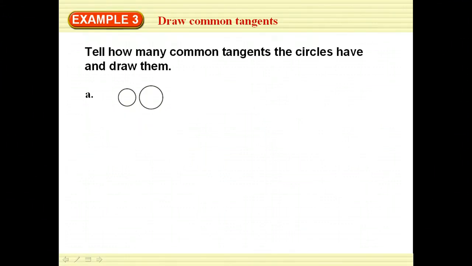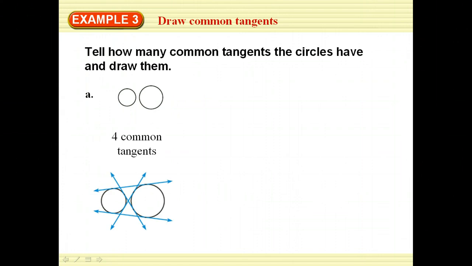So how many tangents would this have? Well, if you think about it, I could draw 4 different tangents. I can draw one on the outside over here, one on the outside over here. I have 2 different ones that would go through the center. So we can see we have 4.